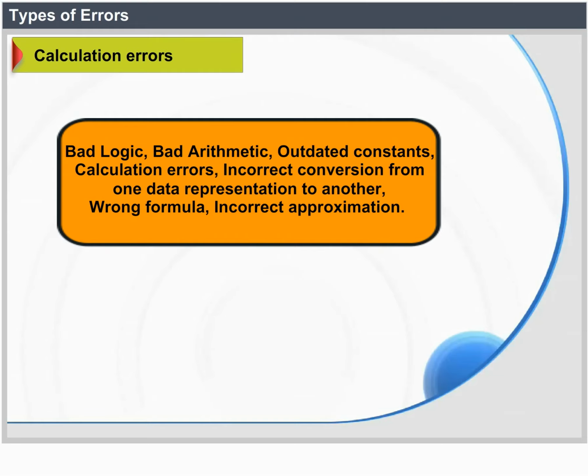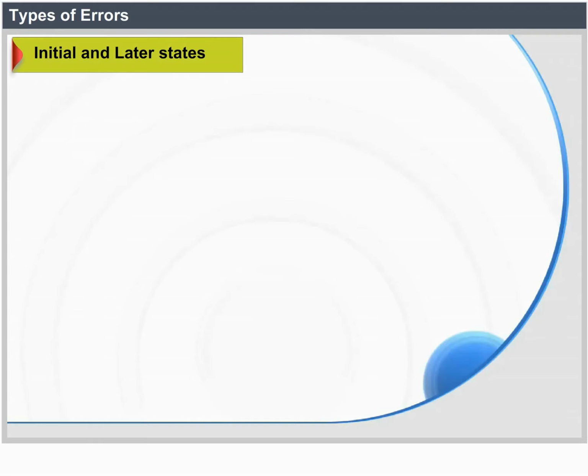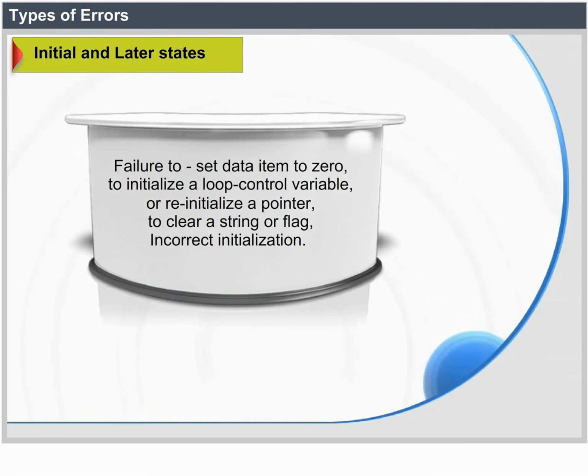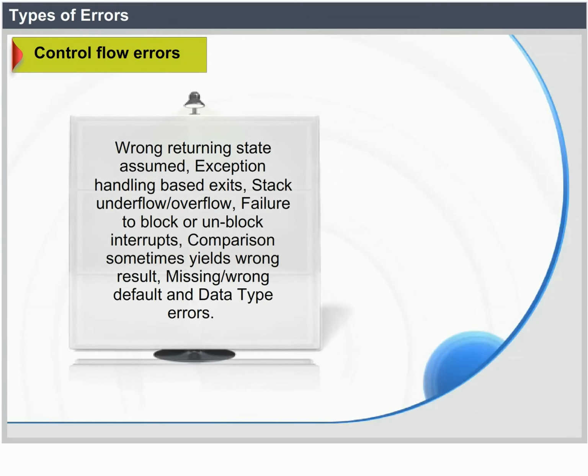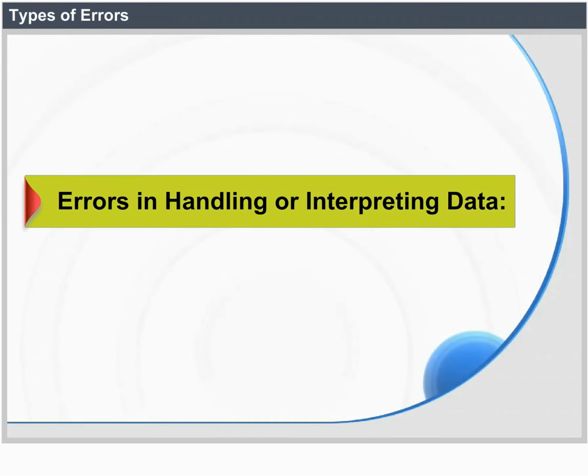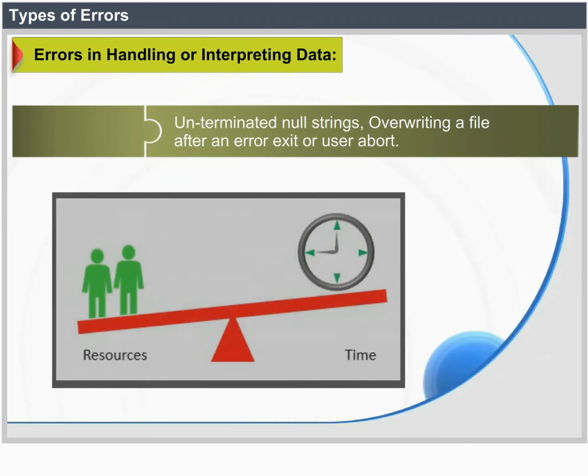Initial and later states: failure to set a data item to 0, to initialize a loop control variable, to reinitialize a pointer, or to clear a string or flag; incorrect initialization. Control flow errors: wrong returning state assumed, exception handling based exits, stack underflow, overflow, failure to block or unblock interrupts, comparison sometimes yielding wrong result, missing or wrong default. Data type errors, or errors in handling or interpreting data: unterminated null strings, overwriting a file after an error exit or user abort.